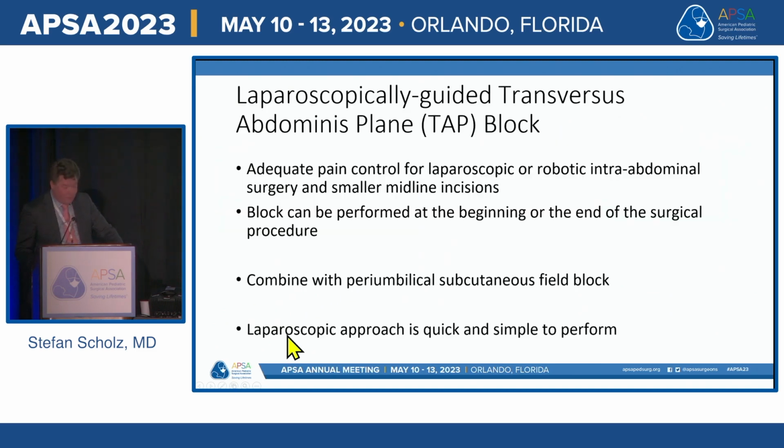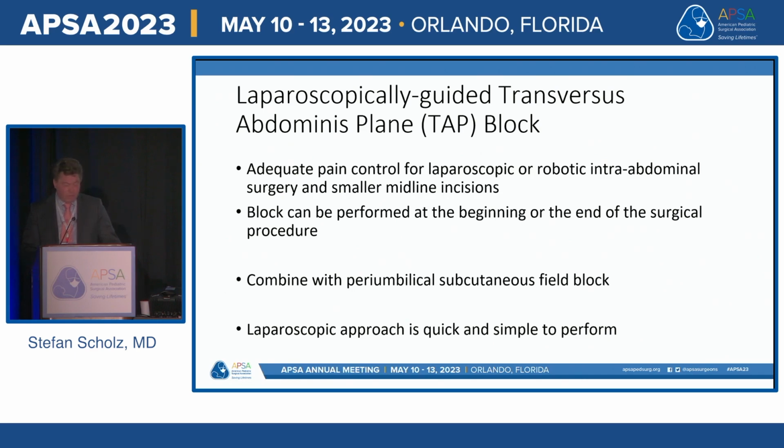This is a block, the transversus abdominis plane block, the TAP block, as everybody calls it, which is used more and more because, from data from the adult world, it actually provides a little bit better coverage than the rectus sheath block, and it also can be done fairly quickly.